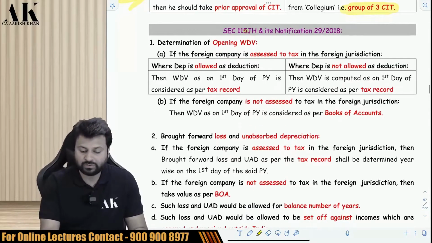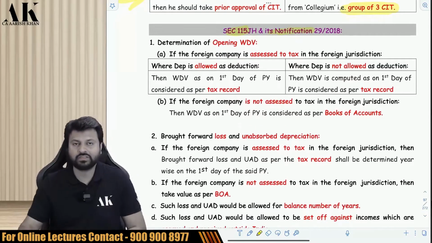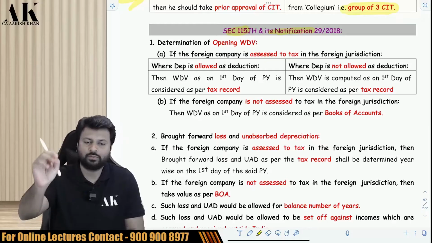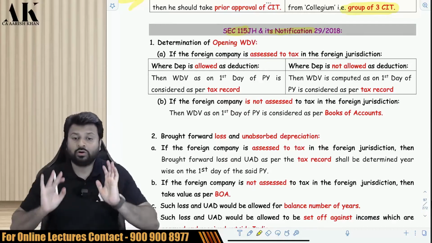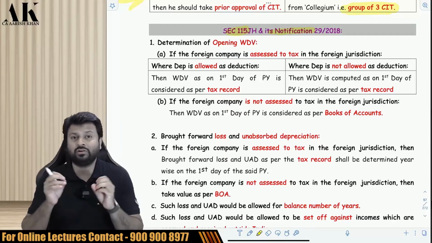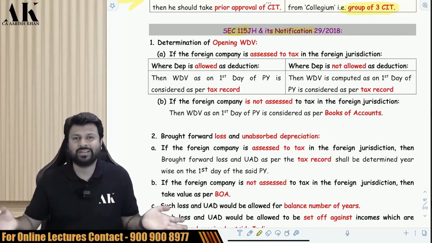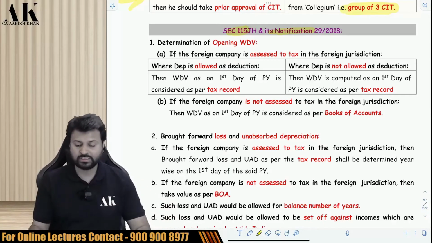So let's go ahead with the next part, which is also a continuation of POEM only. There is one section 115JH, and there is a notification which came in 2018 for those companies who are becoming resident in India because of POEM for the very first time. So till last year you are not a resident in India, but in the current year you are becoming resident in India because of the POEM. Then what is the effect on your books of accounts? What is the effect on your depreciation, on your loss, on your unabsorbed depreciation, on your TDS, on your tax rate? All these things we need to answer. Okay.